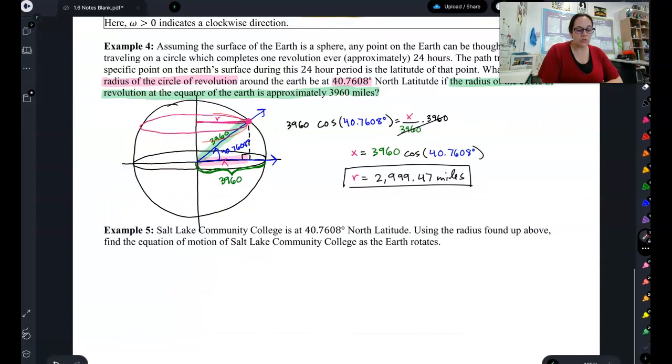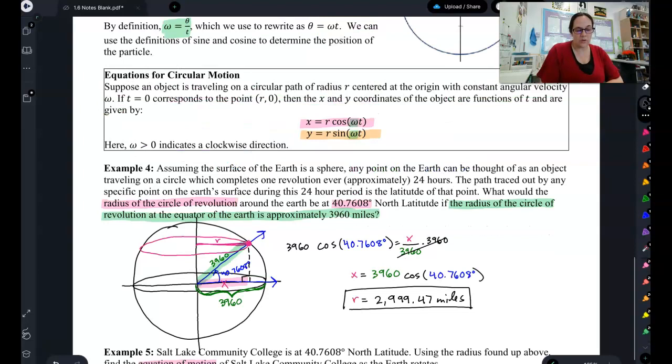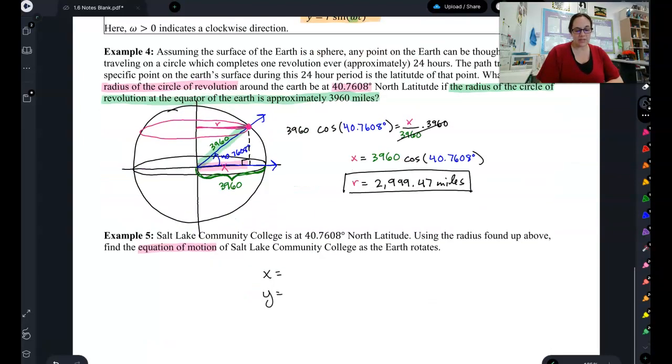Now, let's use all of that to come up with the equations of motion for this circle. So the equations of motion are those x equations and y equations that we highlighted up here. So x is r cosine of wt, y is r sine of wt. And we just very conveniently found what r is, the radius of the circle that these points are traveling around. x is cosine, y is sine. So all we need to figure out is w.